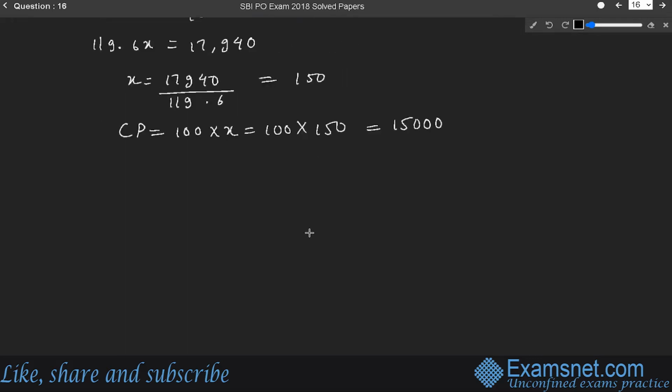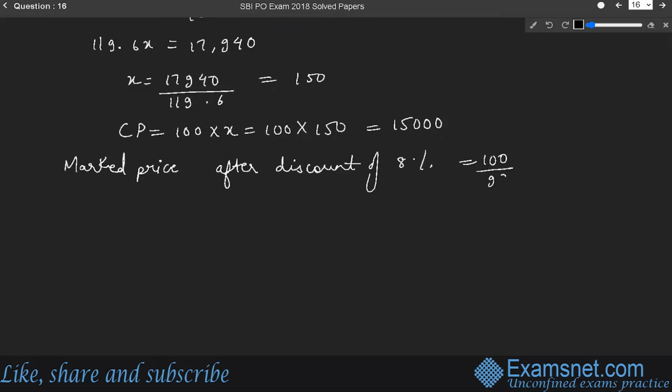Now, the marked price will be after discount of 8%. It is given in the question. Therefore, marked price after discount of 8% will be 100 upon 92 into 17,940. So it will be equal to 19,500 on further calculation.